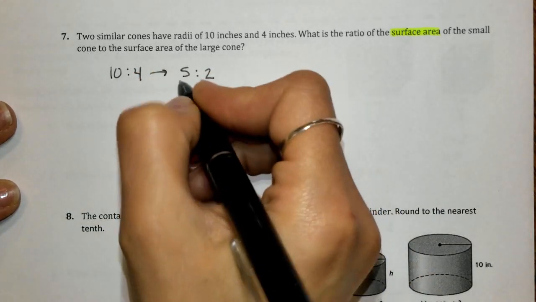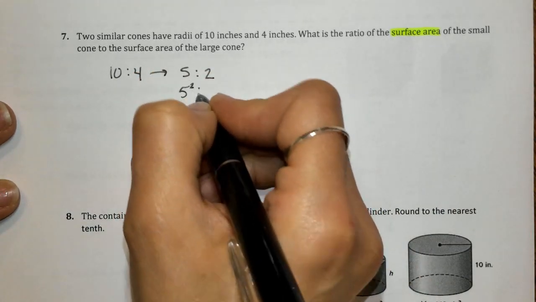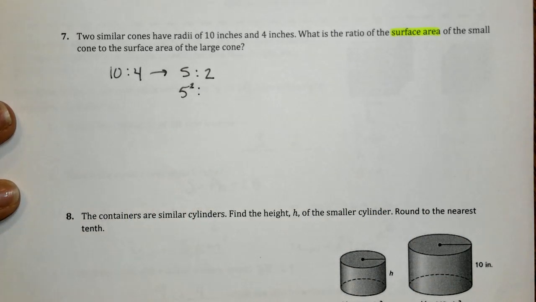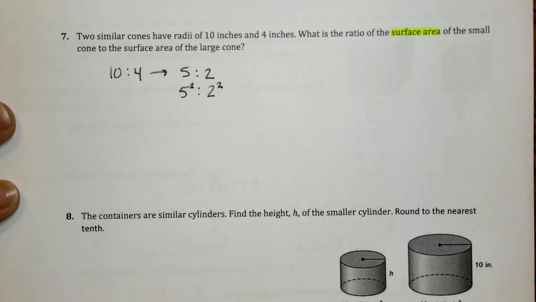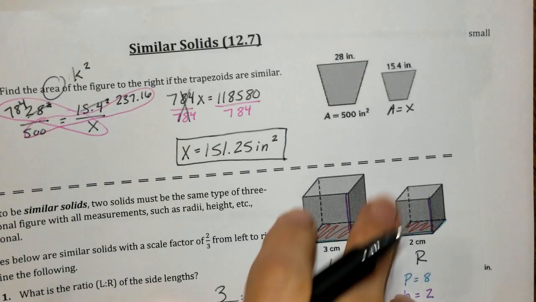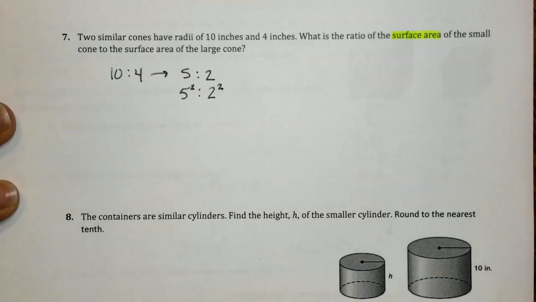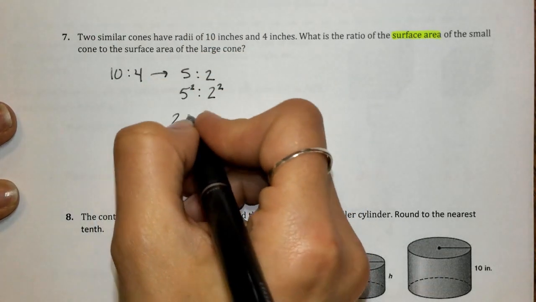Then we need to go ahead and square these. 5 squared, because we're going from the radii to surface area. So we have to take the radii and square them, just like in our warm-up where we had to take the side lengths and square them. This ends up being 25 to 4.